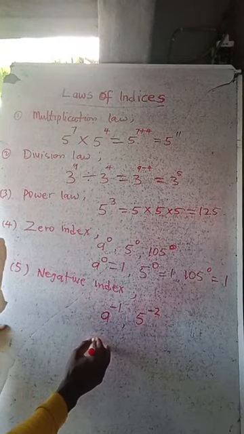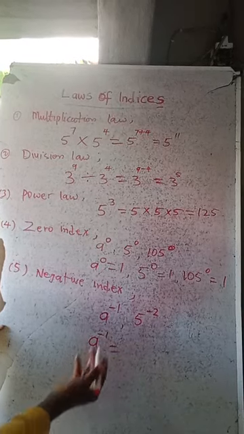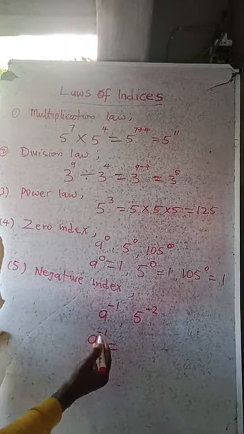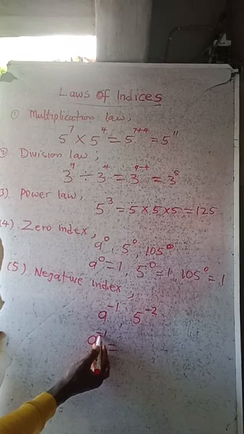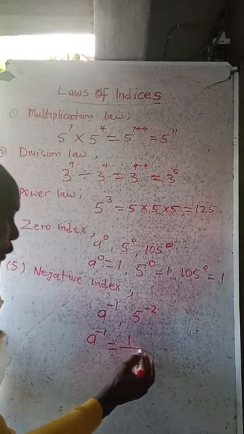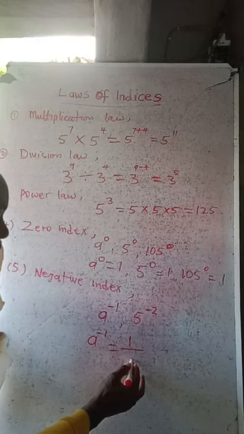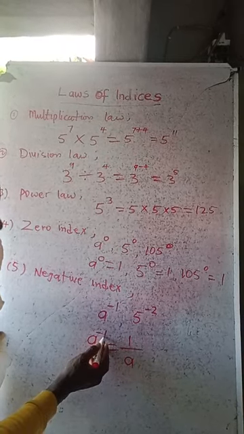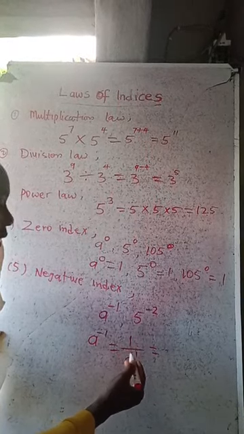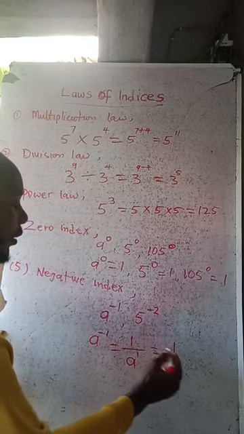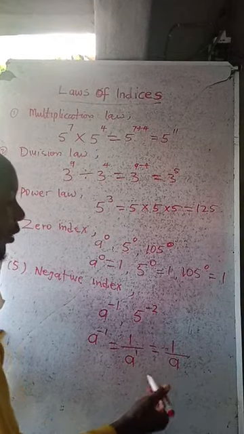For instance, a raised to the power minus 1. What it means is this. According to the law, because of this negative sign here, I'm going to write 1 all over the base, which is A raised to the power 1. But A raised to the power 1 is still A, so I'm going to write A. So this is the answer.